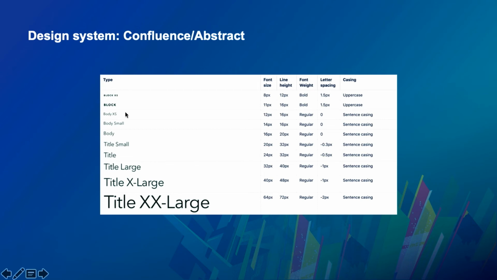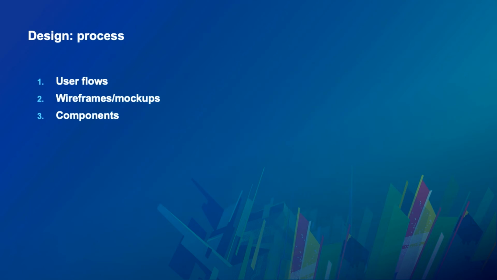This is just a screenshot of a business rule on Confluence. Confluence is another tool that we use. It's an internal knowledge base that documents all of the specific business rules. In this case, the typographic rules that we're invoking for the entire app ecosystem. So the actual design process itself can be broken down into three general stages.